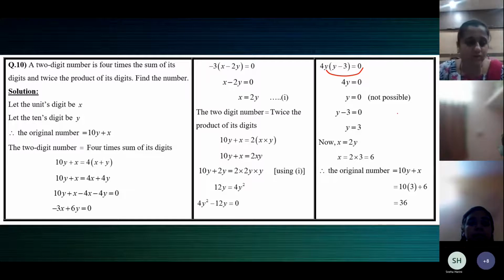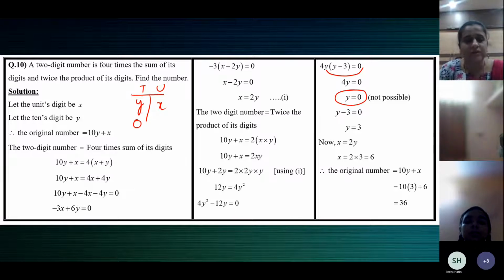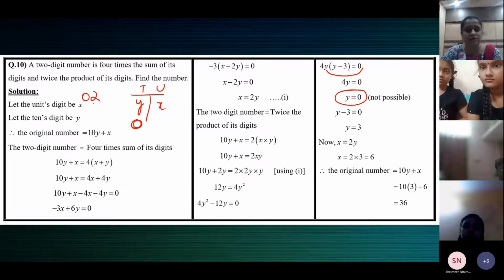Now, why do we say 0 is not possible? Because y is the digit in the tens place. If y is 0, the number will not be a 2-digit number. In the question, it's given that it is a 2-digit number. Supposing you have 0, 2 as a number, this is not a 2-digit number.